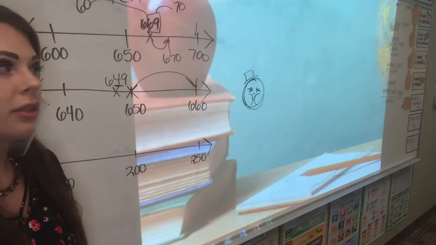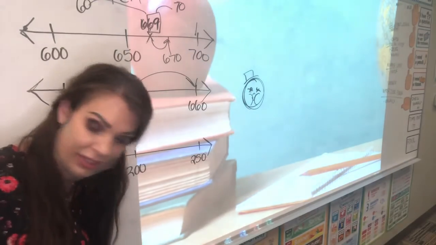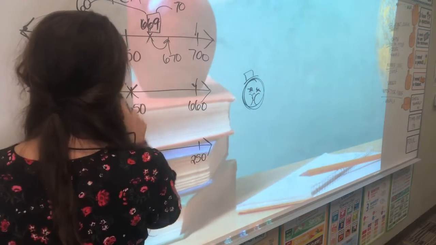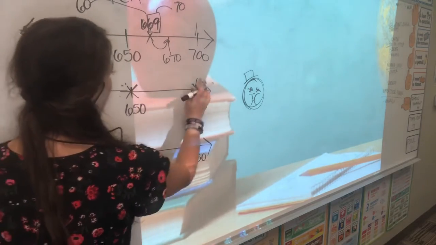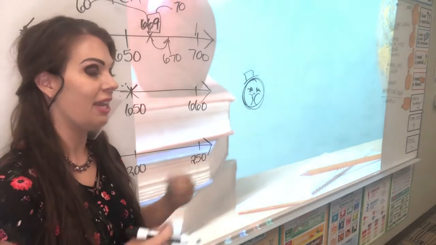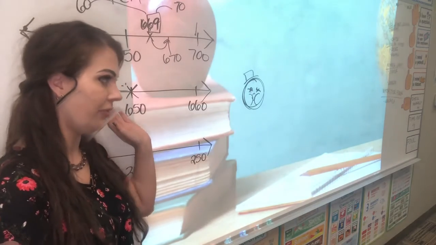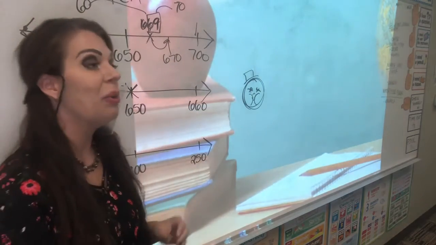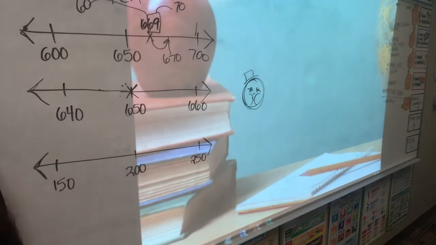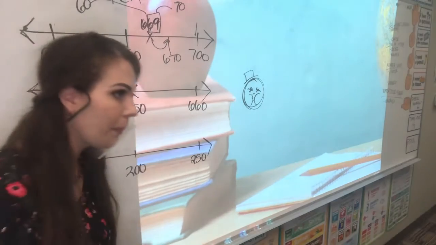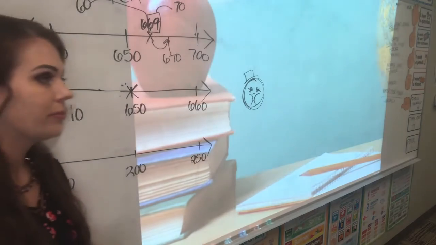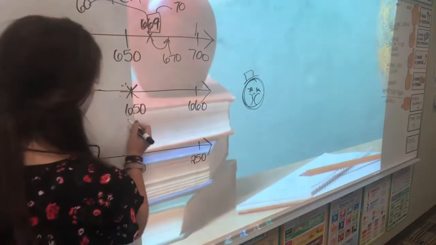I think we're getting it. Does that make sense? Yay, I hear some celebration. I'm happy about that. If I'm rounding 650 to the nearest 10, it would go to 660. But what about 650 if you wanted to round it to the nearest 100? What place value am I looking at? 600. Yeah, I'm looking here.